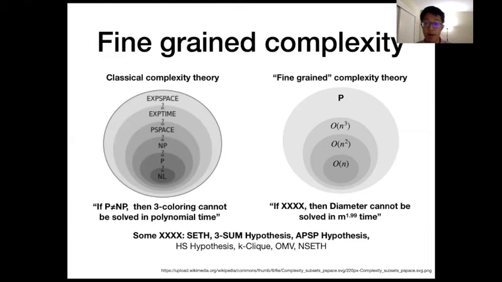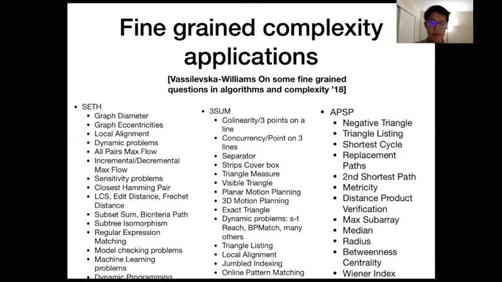Some common hypotheses we assume in fine-grained complexity are SETH, the 3-sum hypothesis, the all-pairs shortest path hypothesis, and others. The first 3, I think, are the most common. And in this talk, we'll be dealing mostly with SETH and a little bit of NSETH. Fine-grained complexity has been this exciting field with a lot of applications and a lot of hardness results that have been proved. The list literally goes off the page, and if you're interested in learning more, you can refer to Virginia Williams' survey on some fine-grained questions in algorithms and complexity.